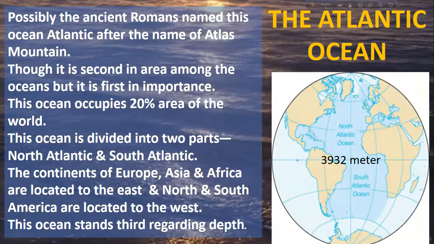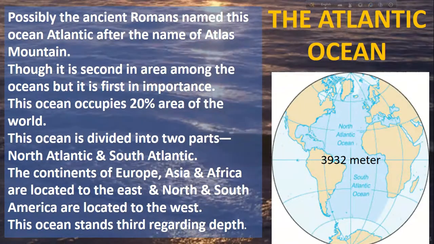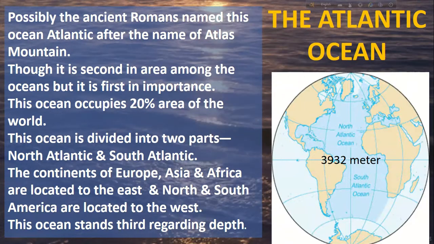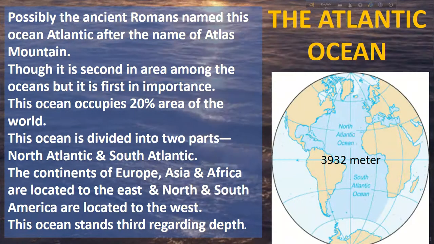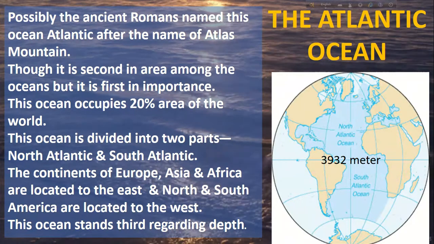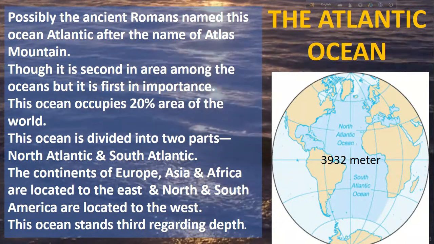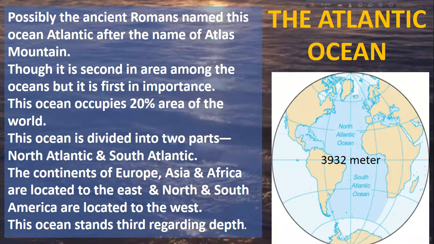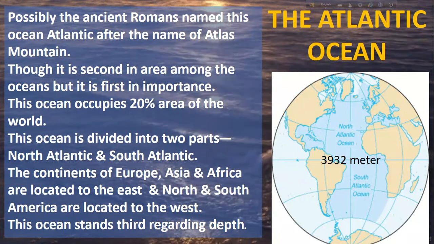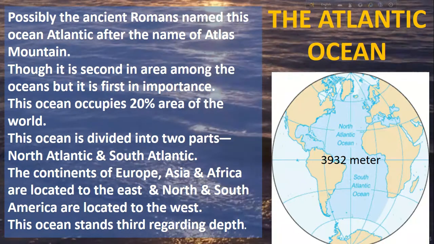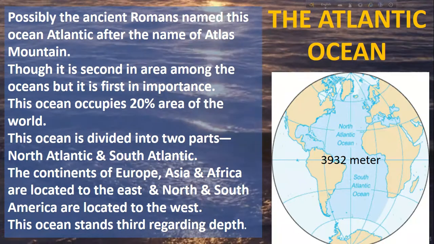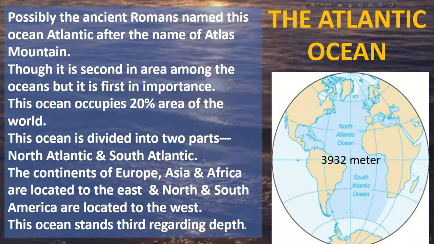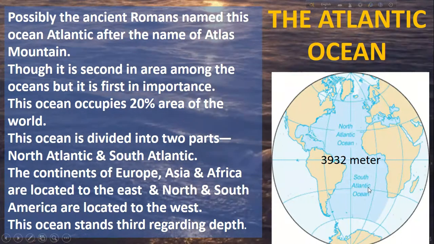Let's know about the Atlantic Ocean. Possibly the ancient Romans named this ocean Atlantic after the name of Atlas mountain. Though it is second in area among the oceans, it is first in importance because these oceans play a significant role in developing communication, trade and commerce. And this ocean is divided into two parts, North Atlantic Ocean and South Atlantic Ocean.